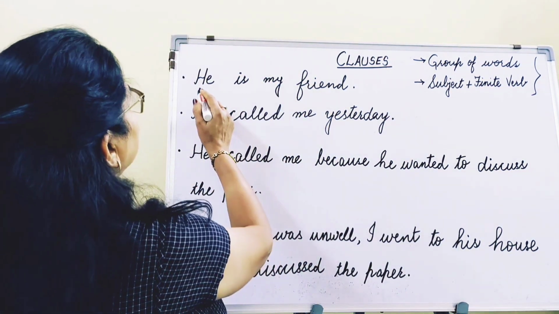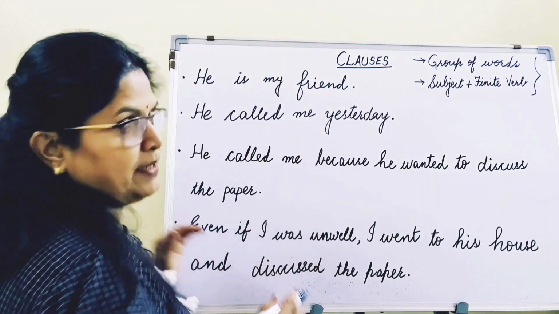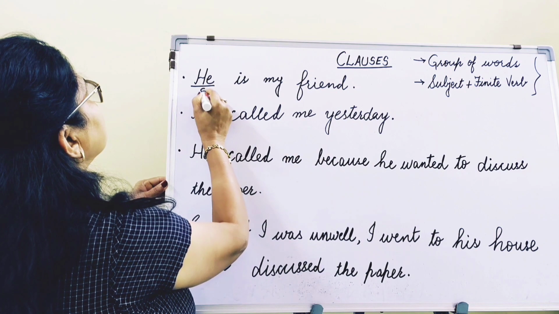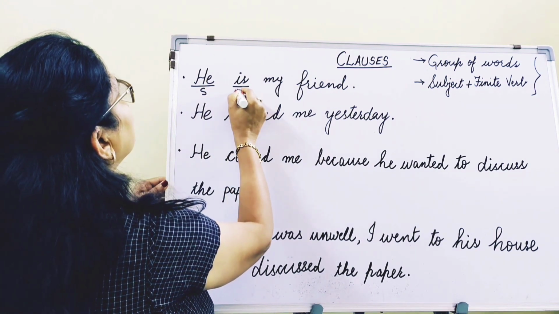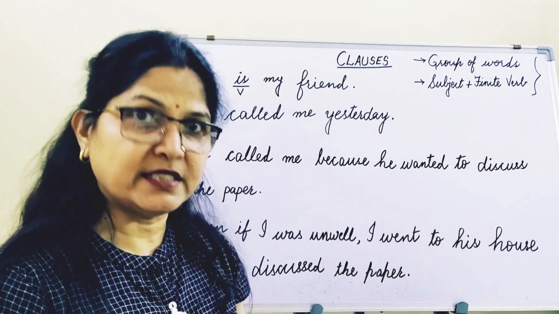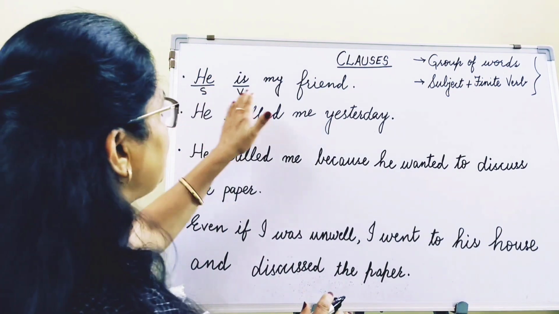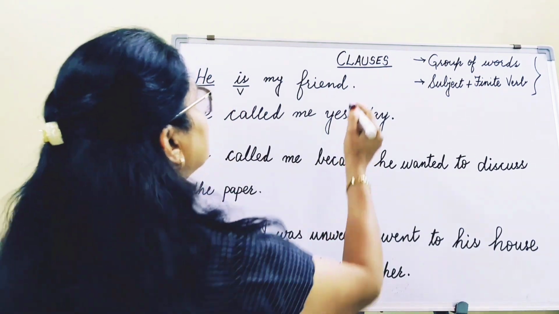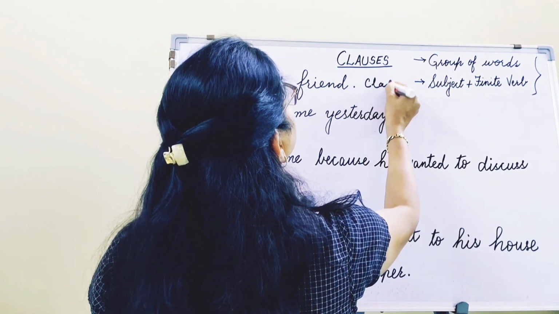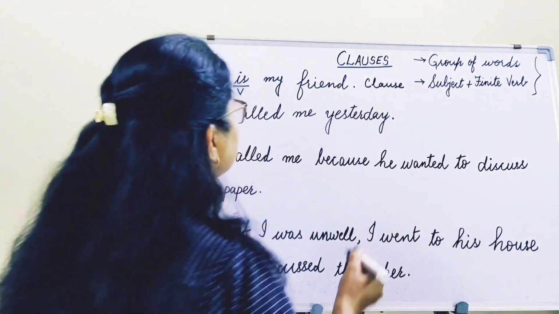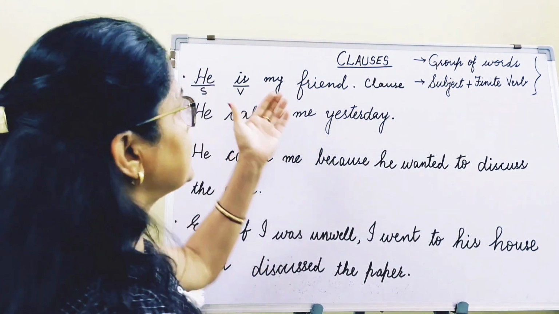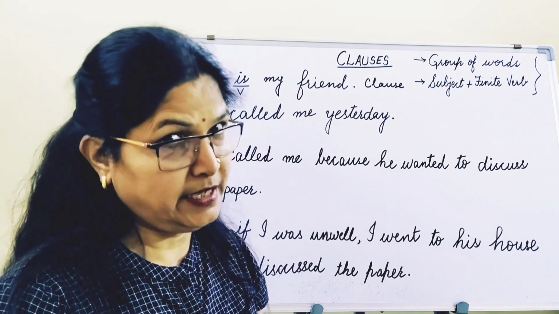You see here, he is my friend. He is my friend. He is subject. Is verb. So, he is my friend is giving a complete sense also, and it has a subject and a finite verb also. So, what it is? It is a clause. But is it a sentence also? Yes, it is a sentence. Why? Because it's giving a complete sense.